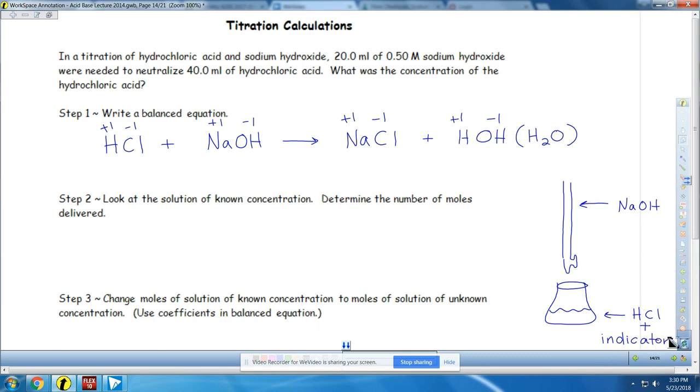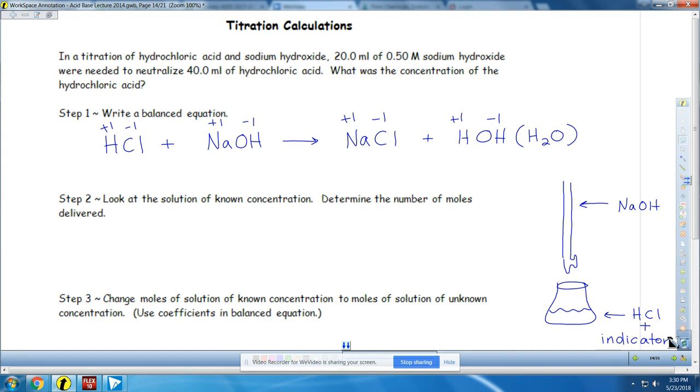And even though they don't mention it, there would be some kind of acid-base indicator. Now, it doesn't have to be the base in the burette. That'd be convenient because they both start with B. It's just the solution of unknown molarity. Known molarity, hello. Known molarity, that always goes in the burette. And the unknown concentration always goes down in the flask.